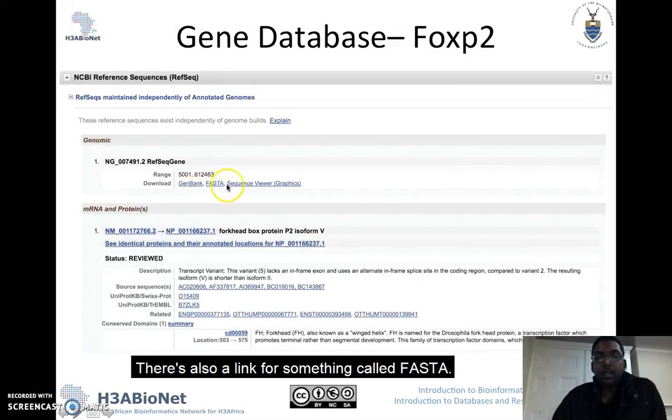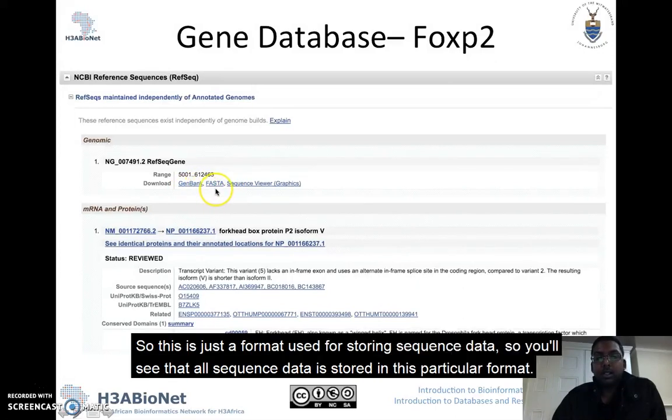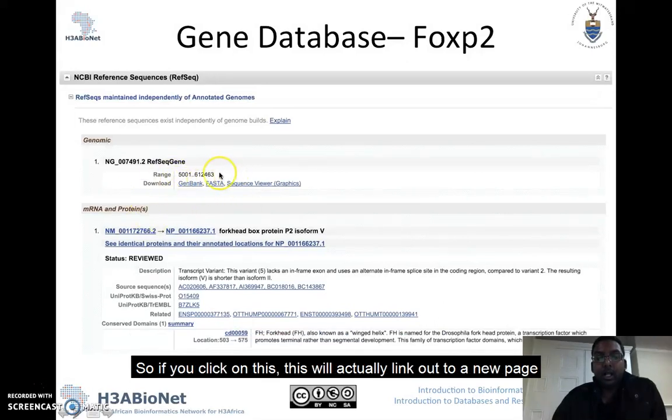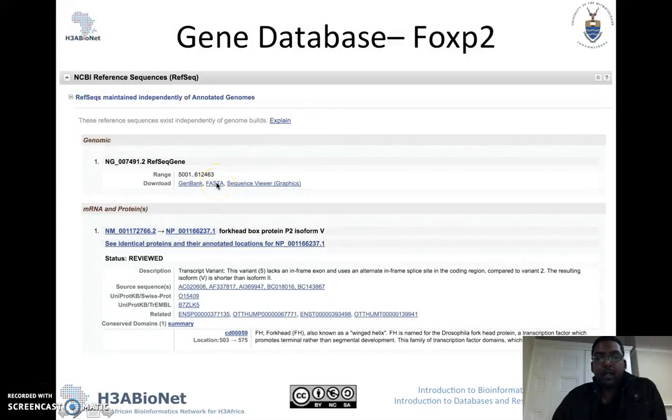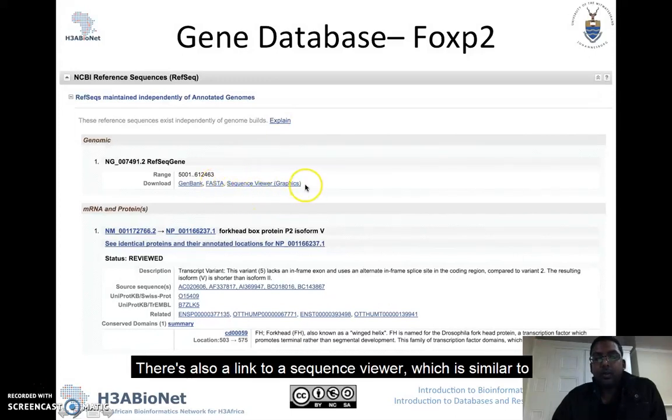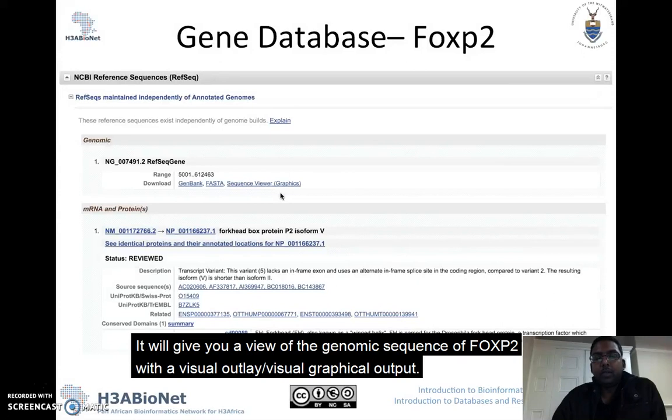There's also a link for something called FASTA. This is just a format used for storing sequence data. You'll see that all sequence data is stored in this particular format. If you click on this, this will link out to a new page giving you the genomic sequence for FOXP2 in FASTA format. Okay. There's also a link to a sequence viewer, which is similar to when we had a look at the transcript and the exons and introns. It will give you a view of the genomic sequence of FOXP2 with a visual graphical output.